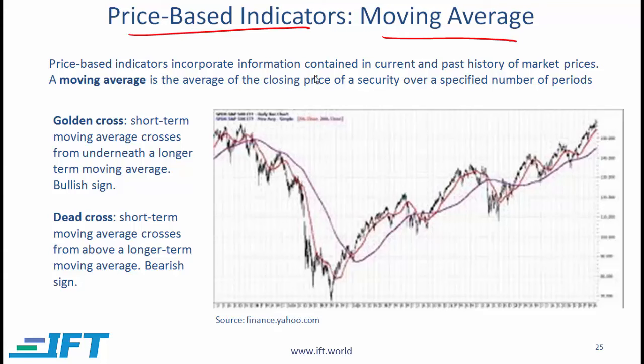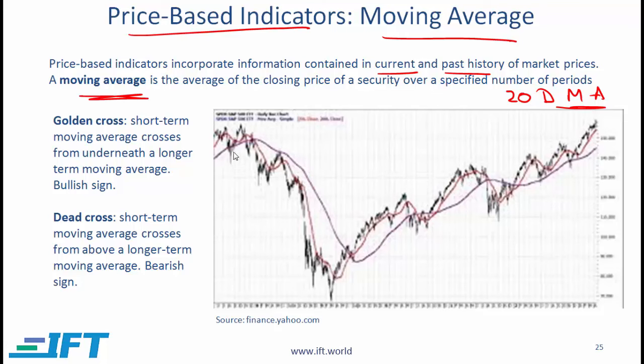Price-based indicators incorporate information contained in current and past history of market prices. A moving average is the average of the closing price of a security over a specified number of periods. So let's say that we are taking a 20-day moving average. This means that we look at the last 20 closing prices and come up with the average. The next day, again, we will have a new 20-day moving average, and so on. That is why this is called a moving average, because the average changes as we move forward in time.